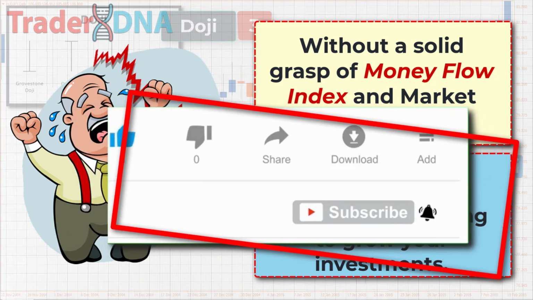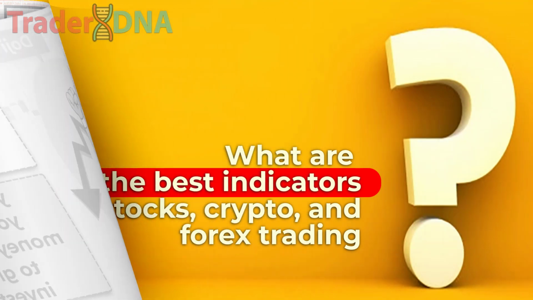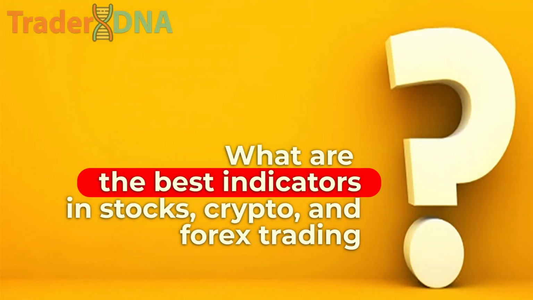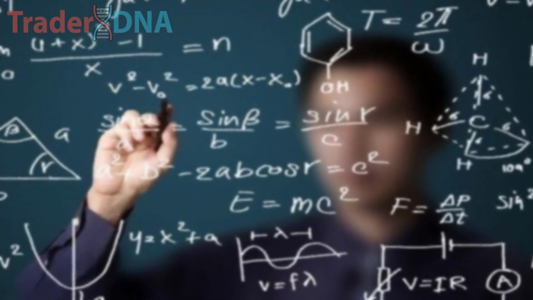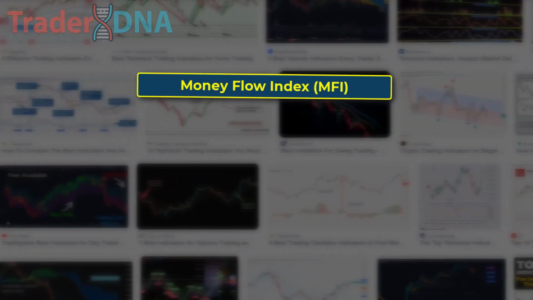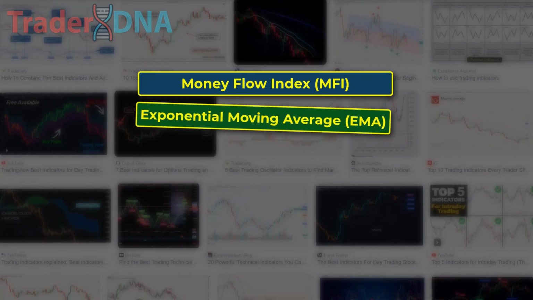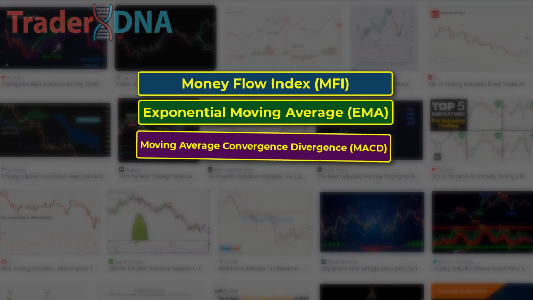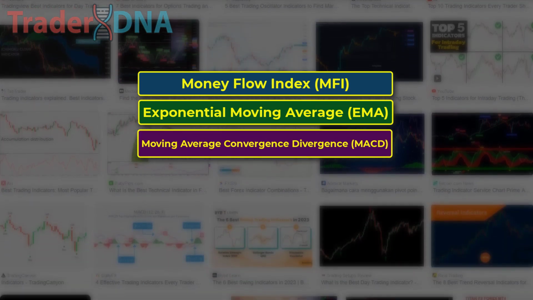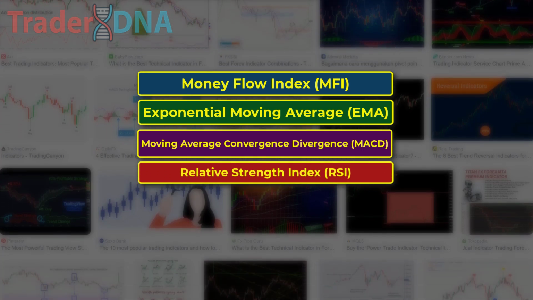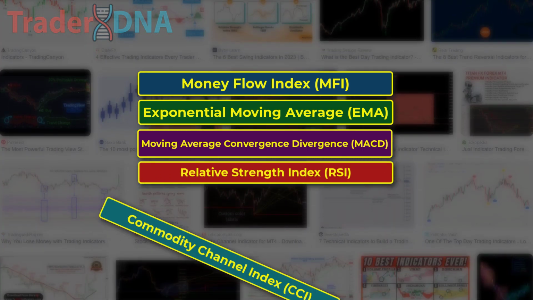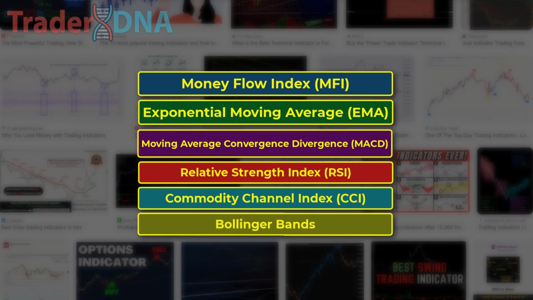What are the best indicators in stocks, crypto, and forex trading? To determine the best indicators, it's essential to understand their purpose. Indicators are mathematical formulas that analyze market data from various perspectives to reveal market conditions. Some of the most widely used and effective indicators include the Money Flow Index, or MFI, Exponential Moving Average, or EMA, Moving Average Convergence Divergence, or MACD, Relative Strength Index, or RSI, Commodity Channel Index, or CCI, and Bollinger Bands.